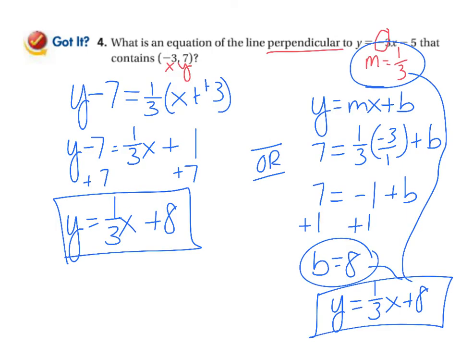All right, this is my answer. How did you do? Do you match? I showed it both ways, so whichever way you like to do it, check your work. If you match, that's great. Go do your homework. If not, figure out why. All right, good luck.